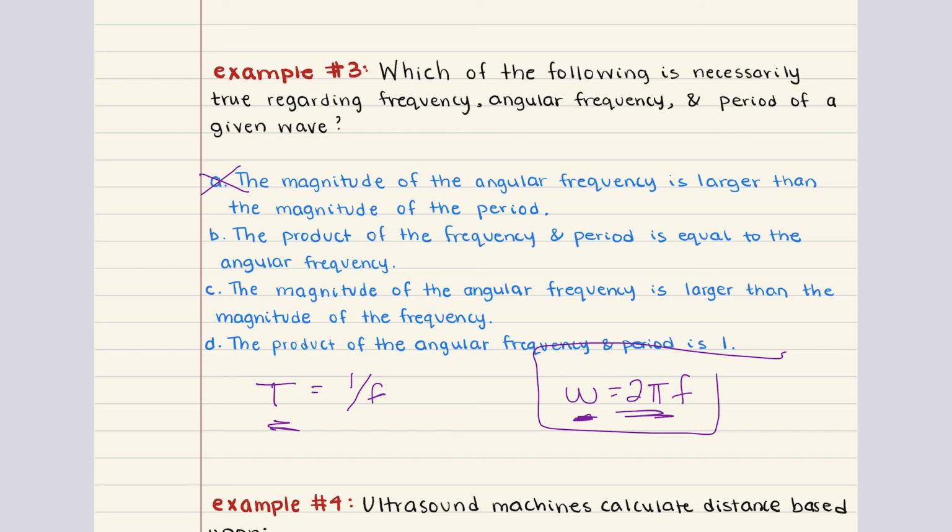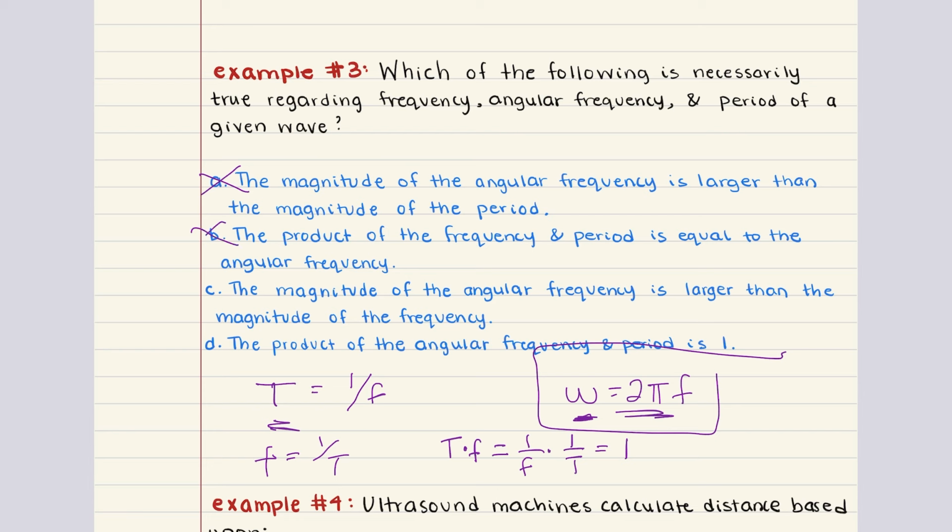B says the product of the frequency and period is equal to the angular frequency. This statement is incorrect. The product of the frequency and the period is actually 1, because frequency is equal to 1 over T. So if you multiply period by frequency, you're just multiplying 1 over frequency by 1 over period, and that's just going to equal 1, not the angular frequency. All right, so B is incorrect as well.